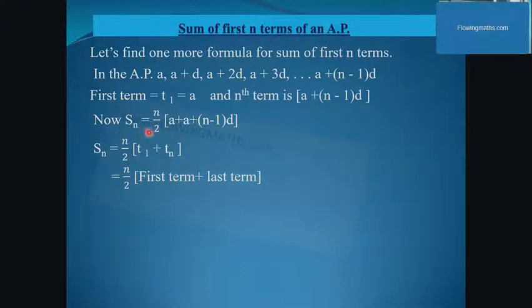Now, we can also break up this formula. Sn is n by 2 into (2a plus (n minus 1)d). You can make it as a plus (a plus (n minus 1)d). But a plus (n minus 1)d is Tn. So Sn is also equal to n by 2 bracket (T1 plus Tn). This is another formula to calculate the sum of the AP. You need to know the first term, the nth term, and the value of n.